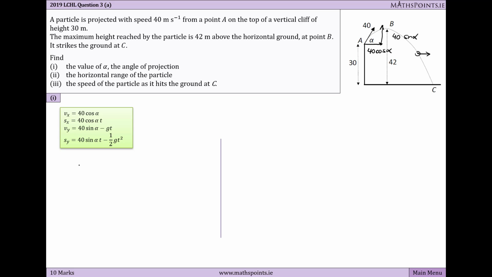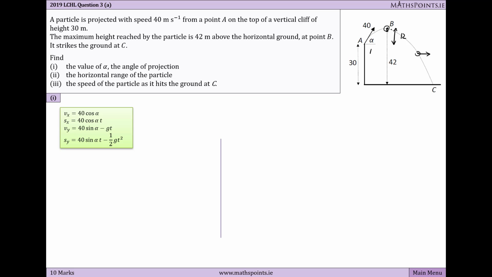Once we get these four formulas down, we can then start reading the question and seeing what it is about. The question asks us to find the value of alpha, the angle of projection, and we're given a couple of bits of information. We're told that the cliff is 30 meters above the ground, and we're also told that the maximum height is 42 above the ground. Now, it's 42 above the ground, but it'll only be 12 above the point of projection.